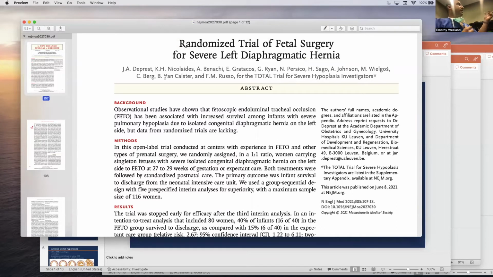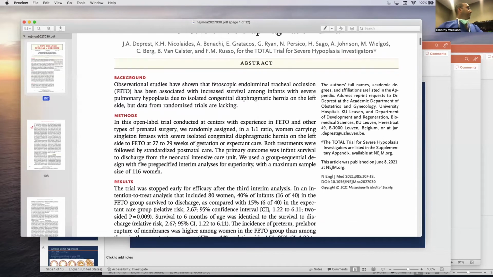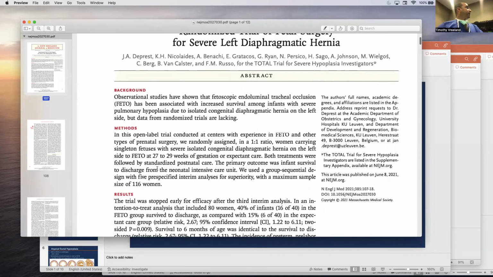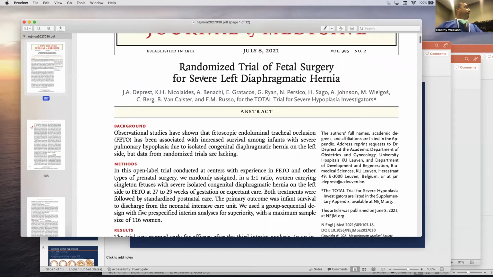And then this in 2021 was just published. It's probably the most talked about paper amongst pediatric surgeons nowadays. This is a randomized trial of fetal surgery for severe left diaphragmatic hernia. They even tried open repairs to see if getting the viscera out of the chest, at 25 weeks or whatever, could create lung growth, and no, it wouldn't. But tracheal occlusion seems to work.